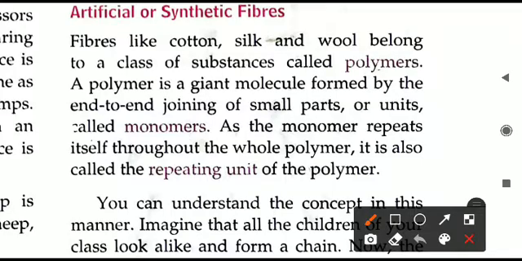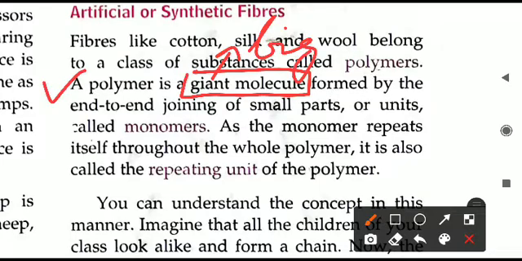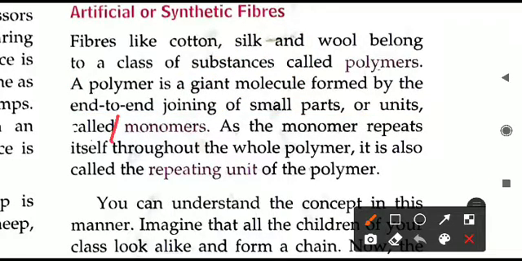Now, what is a polymer? A polymer is a giant molecule. Giant means big or huge molecule formed by end-to-end joining of the small parts or units called monomers. In simple language, we can say when different monomers join with each other, they will make a big molecule which is called a polymer.